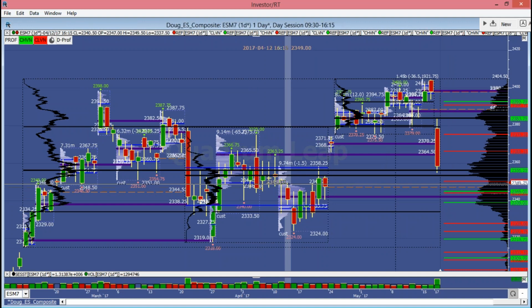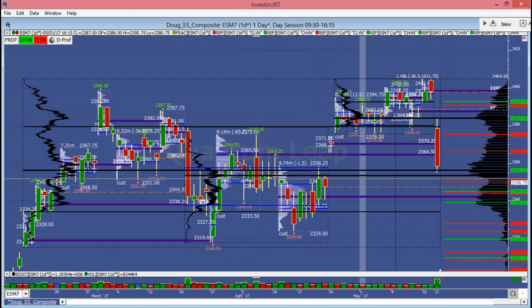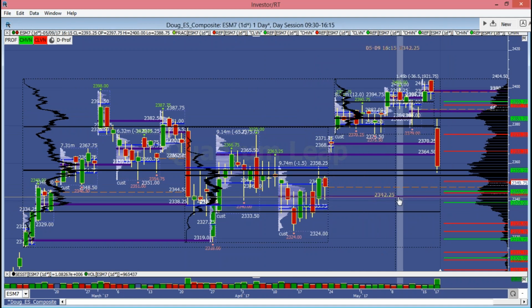Now, the smaller time frame that created the last price before the break from balance, okay, is down here at the 23.42.25. Where is our target on our inverted cup and handle? Right down in this area.